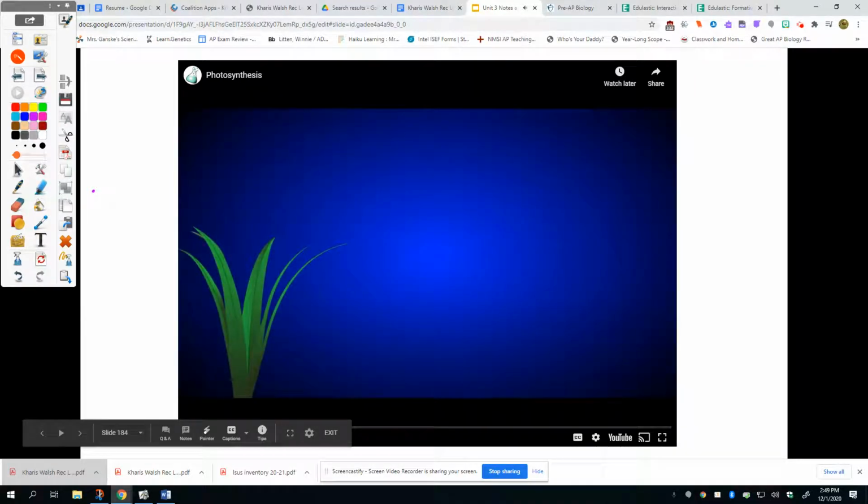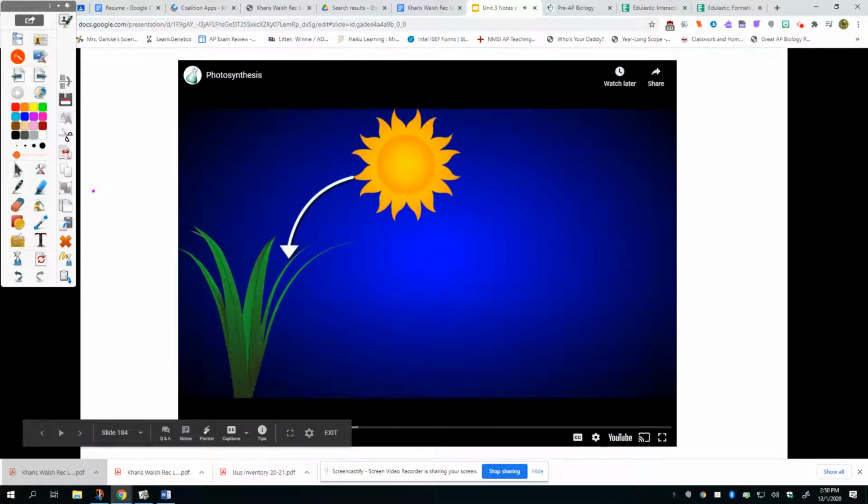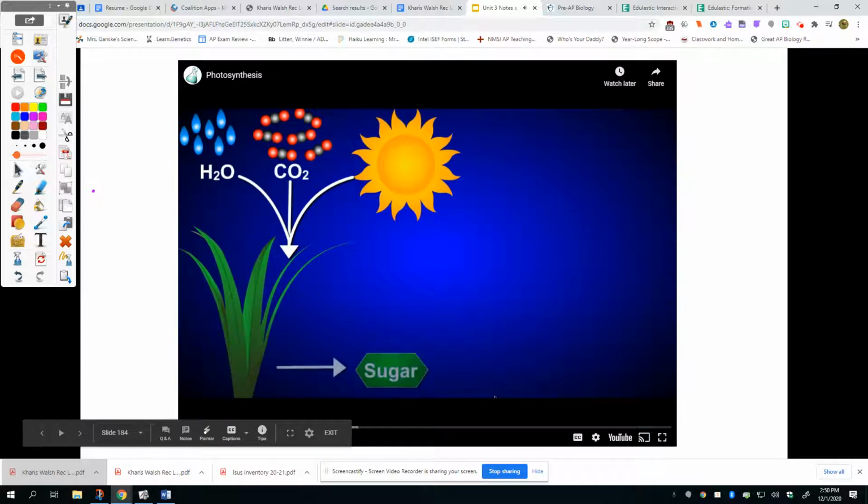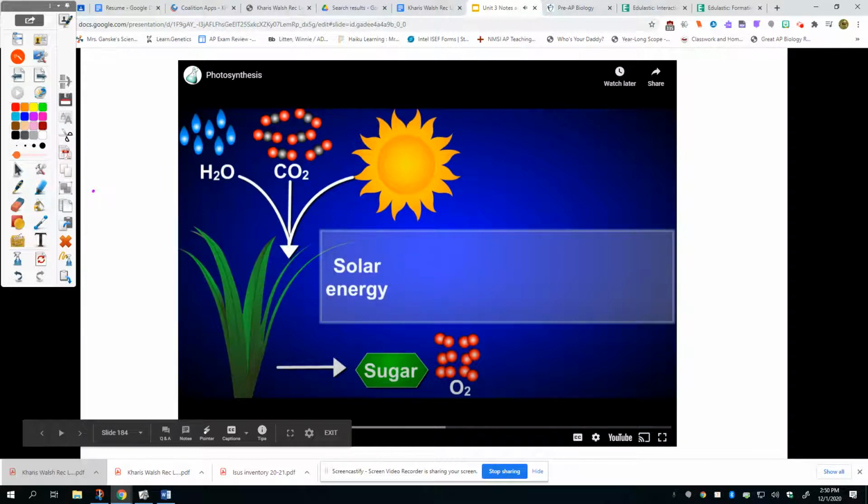The leaves of this plant have cells that carry out photosynthesis. During photosynthesis, plants capture the energy from sunlight and use it, along with water and carbon dioxide, to produce carbohydrates, or sugars. Oxygen is also released as a byproduct. These photosynthetic reactions are typically written as a chemical formula: solar energy plus 6 carbon dioxide molecules plus 6 water molecules react to produce 1 glucose molecule and 6 molecules of oxygen.